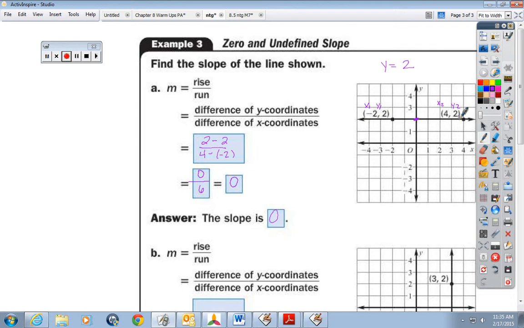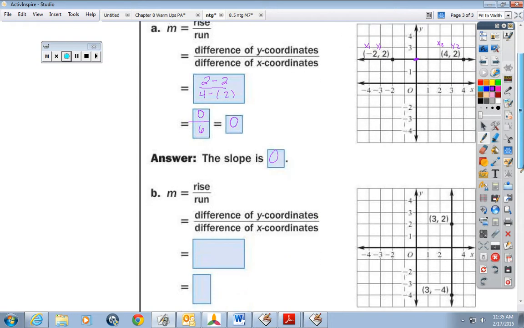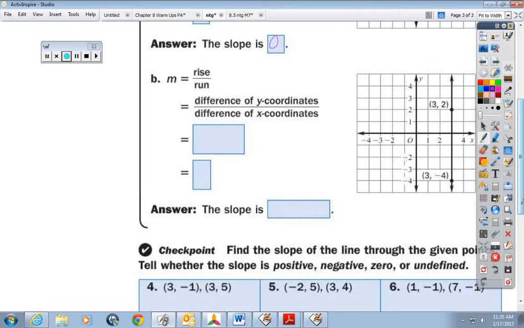Now, what happens when I have a vertical line? If you need to see this visually, I'm going to say this is x1, this is y1, this is x2, this is y2. I'm going to use my formula. y2, which is -4, minus y1, which is 2, over x2, which is 3, minus x1, which is 3. Now, what is -4 minus 2?